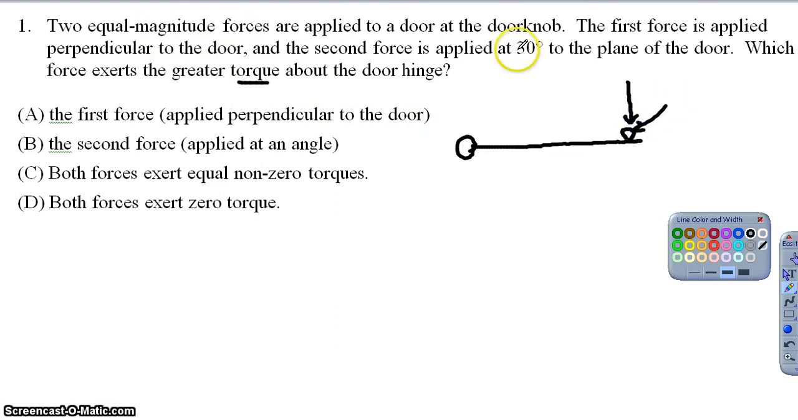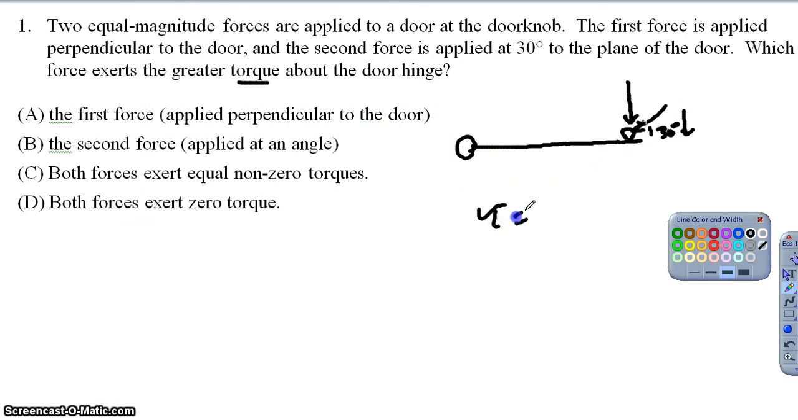at an angle. Now they give us the 30-degree angle, but really regardless of that, by applying the force at an angle, only part of that force is now going to be perpendicular. Whereas this entire force is acting perpendicular to the lever arm, only a portion of this second force is. So the first force that's applied entirely perpendicular is going to get the highest magnitude of torque, right?